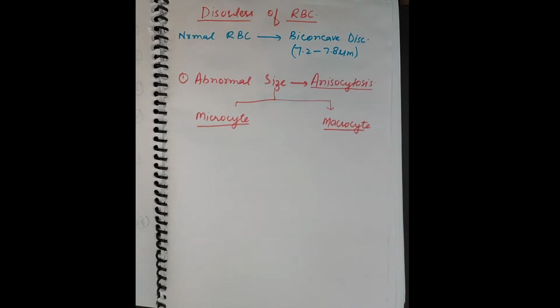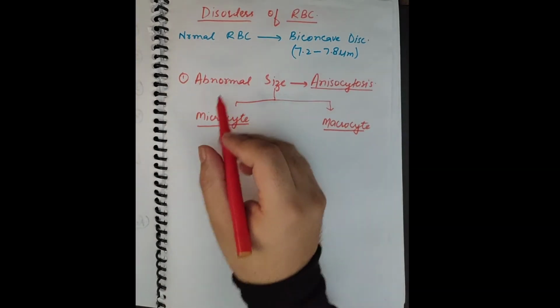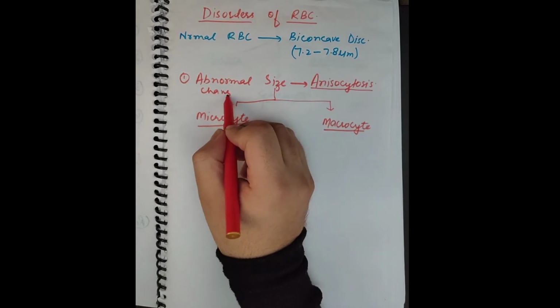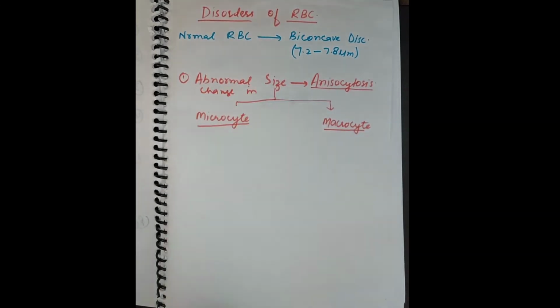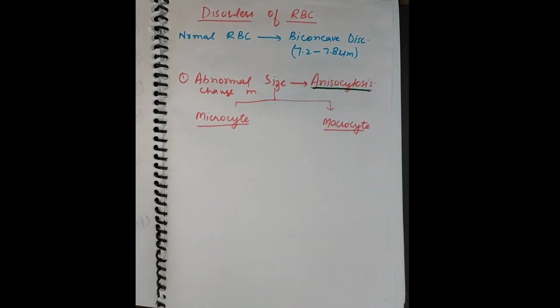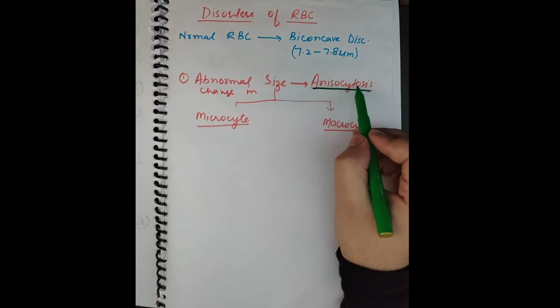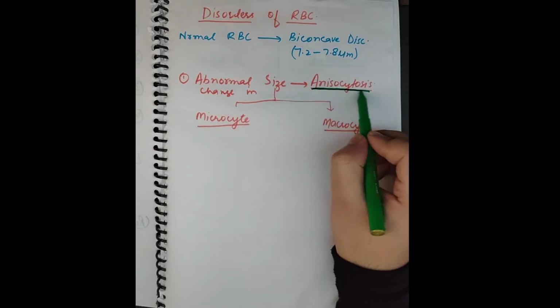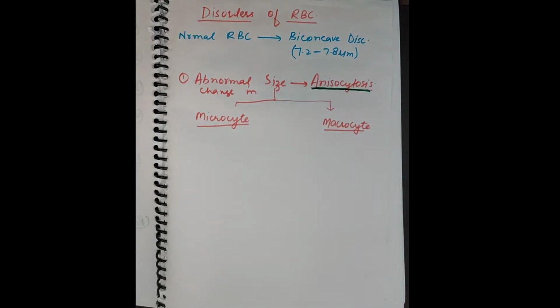First, talking about the size of the RBCs. Whenever there is a change or abnormality in size, that is known as anisocytosis. Anisocytosis is a term used whenever there is a change in the size of the RBCs.